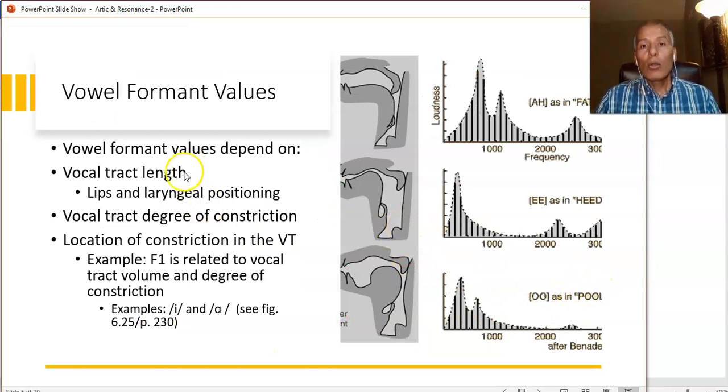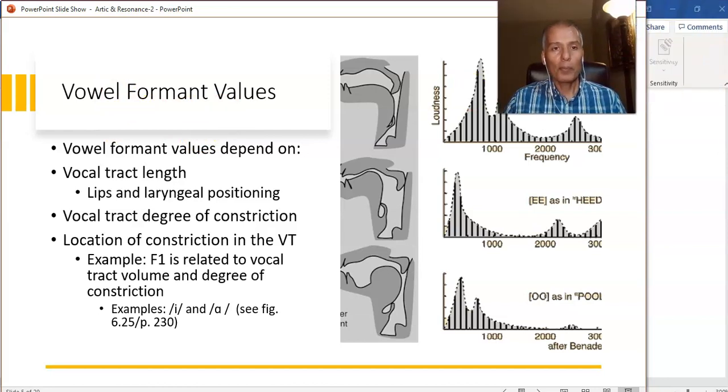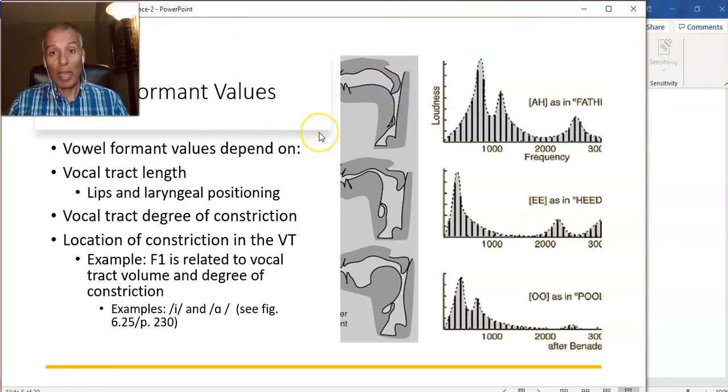So let's look, for example, at some of these sounds here. You look at the formant values, because every sound is unique in its own way, and we are going to examine them, especially with reference to F1, F2, F3.